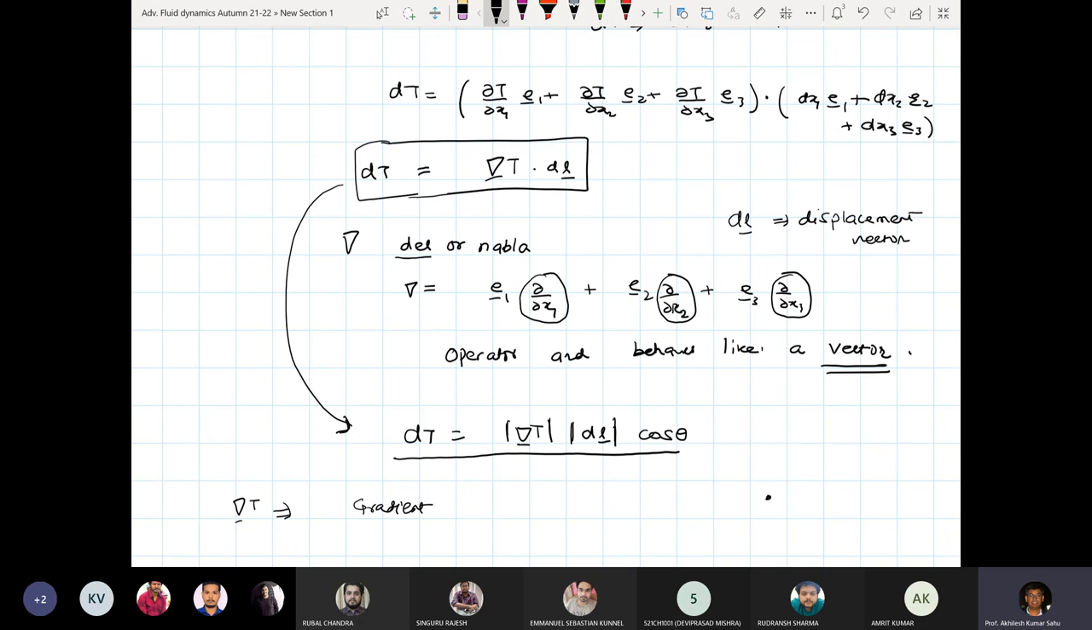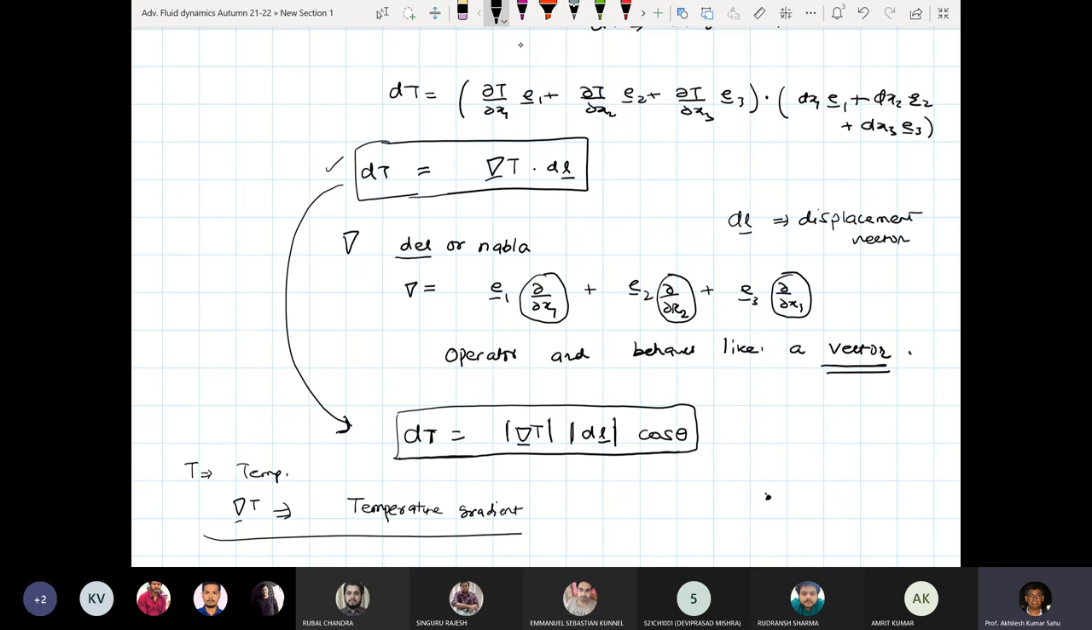Del T is called the gradient. When del operates on a scalar quantity, it is called the gradient. So let's say if T is temperature, then del T is called the temperature gradient. Okay, so my question was: using the definition of del, I can write this expression. From a given point, in which direction should one move to get the maximum change? Maximum change means I'm talking about the maximum value of dT.